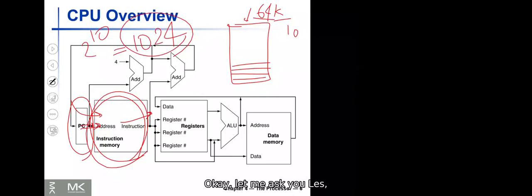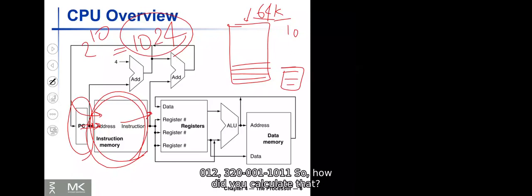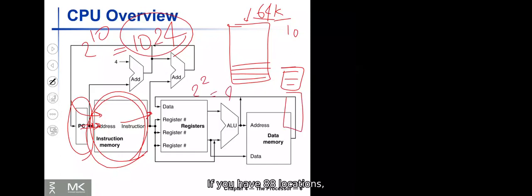Let me ask you another question. We have 4 locations. How many bits do you need to address these? We have 0, 1, 2, 3, the addresses of these 4. How many bits do you need to represent 0, 1, 2, 3? 2: 00, 01, 10, 11. So how did you calculate that? 2 to the 2 is 4. If you have 8 locations, how many bits do you need? 3. 2 to the 3 is 8.